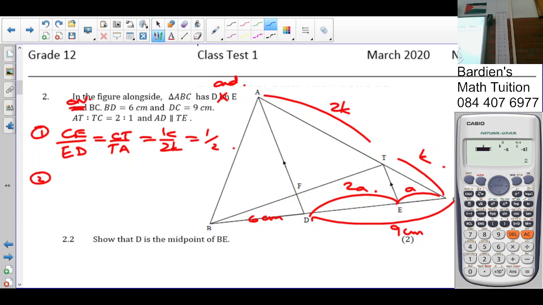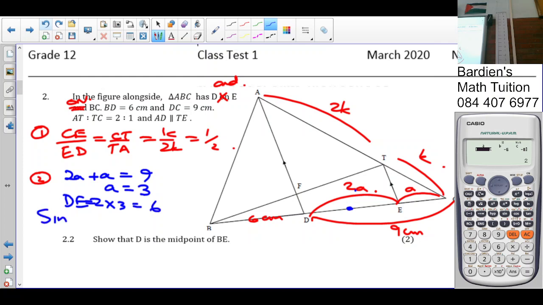So in other words, I must show that if D is the midpoint of BE, then DE must have a length of what? 6, not so? So there we've got 2A. So we know that 2A plus A has to be equal to what? 9, yes. And what is 2A plus A? 3A. 3A is 9, and 9 divided by 3 is 3. So DE is 2 times 3, which is 6.